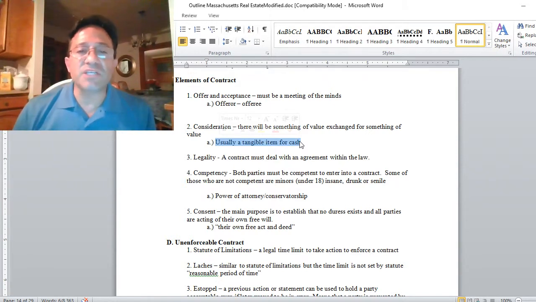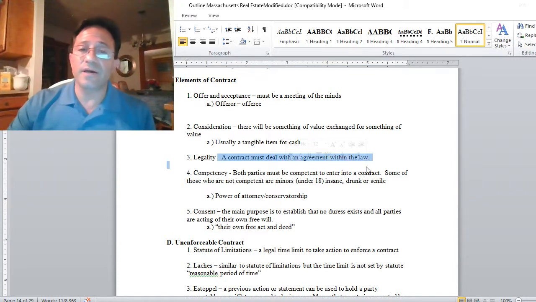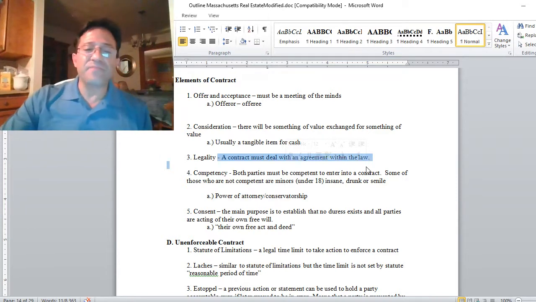Okay, so consideration, something of value, has to be given at the time of signing the contract in order to bind it. It's got to be legal, right? So the contract must deal with something that's within the law. You can't have a contract to sell drugs. And once upon a time, it used to say in Massachusetts, you can't have a contract to gamble. Now you can, okay? But it has to be legal.